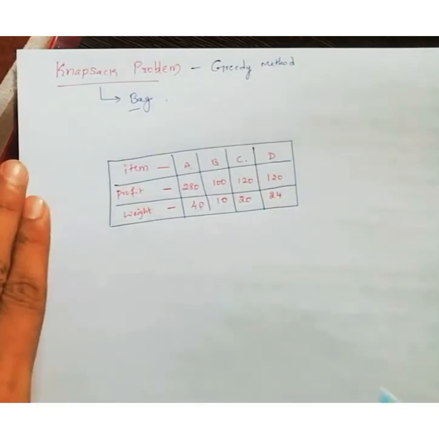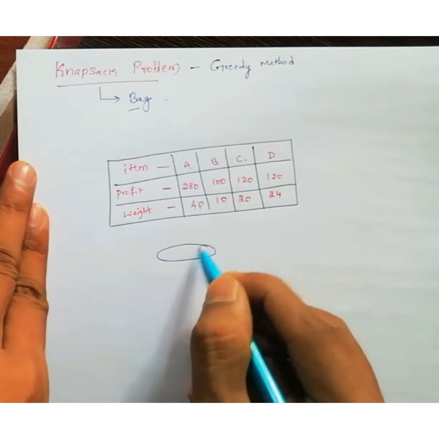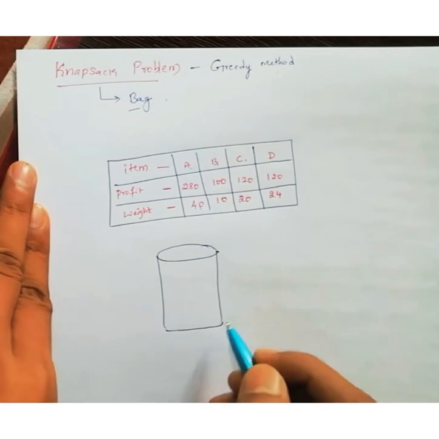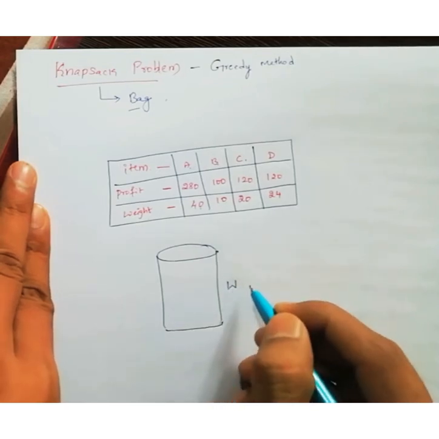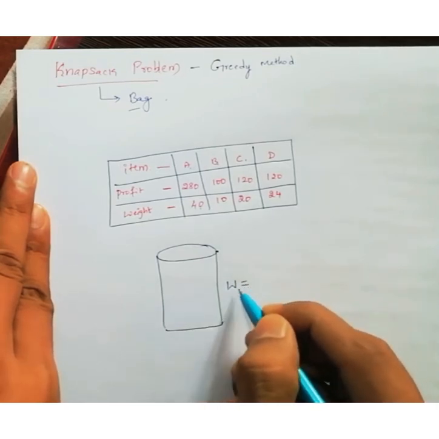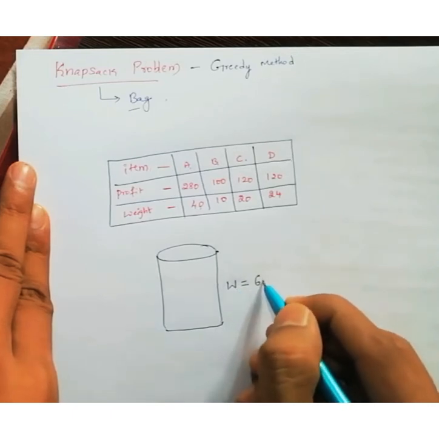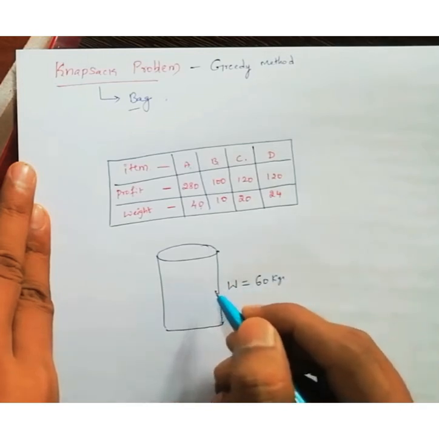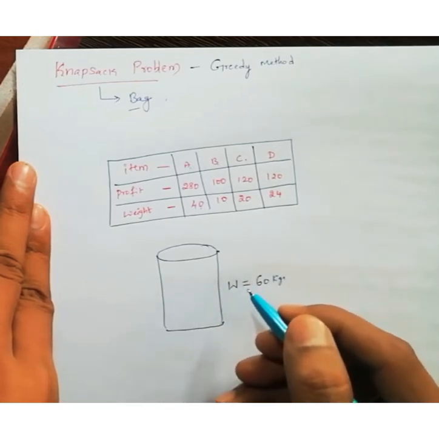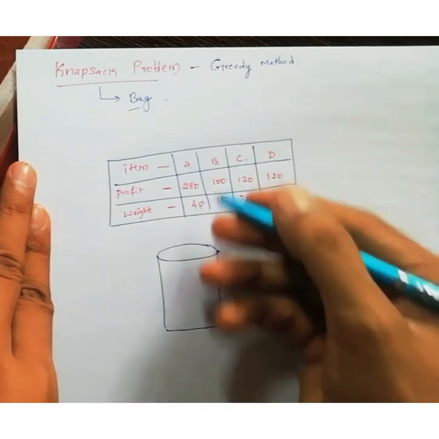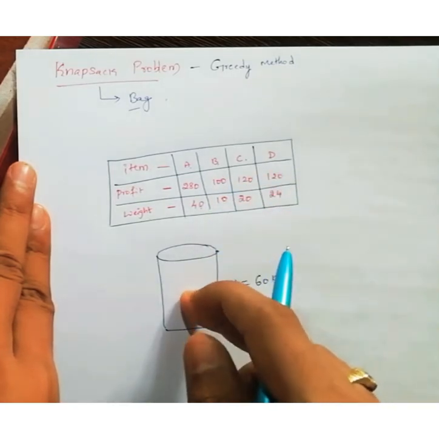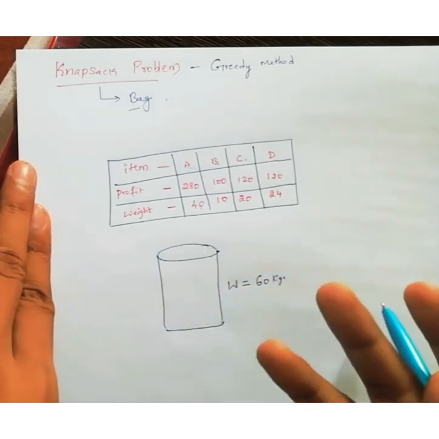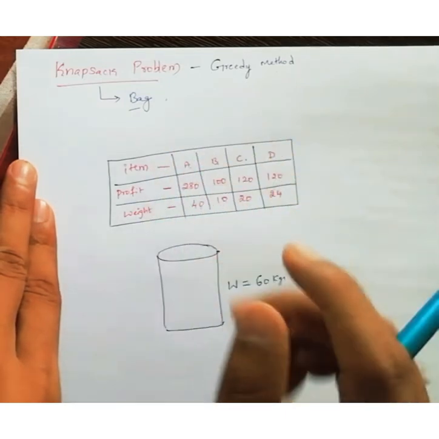When coming to our problem, for example, I have a bag. Just consider this is a bag. The bag has some maximum weight. For example, the maximum weight I will consider as W, and it is 60 kgs. So the bag can hold 60 kgs to get a profit. Now we have to calculate the maximum profit: which items we can store in this bag, and from those items how much maximum total profit I can get. This is the knapsack problem.